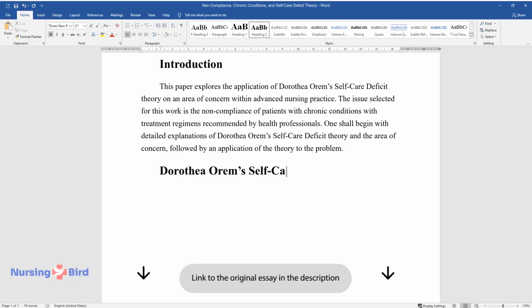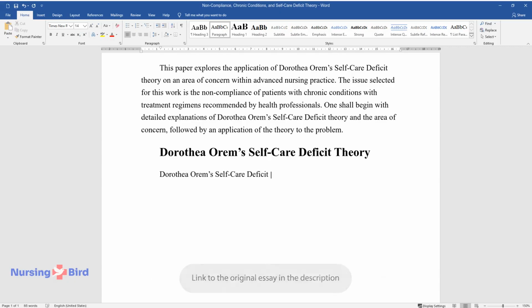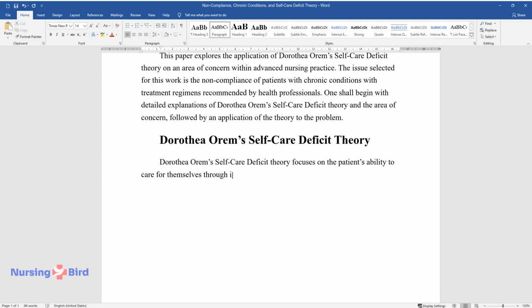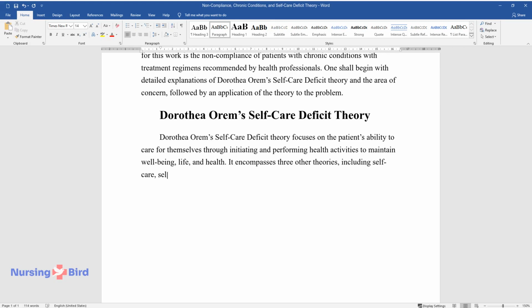Dorothea Orem's self-care deficit theory. Dorothea Orem's self-care deficit theory focuses on the patient's ability to care for themselves through initiating and performing health activities to maintain well-being, life, and health. It encompasses three other theories, including self-care deficit, and nursing systems.